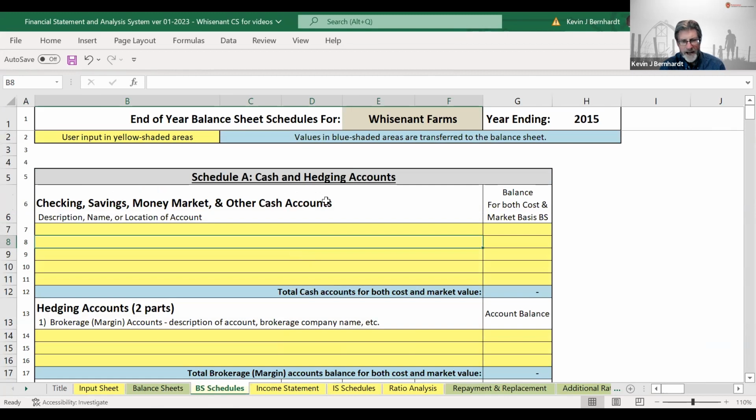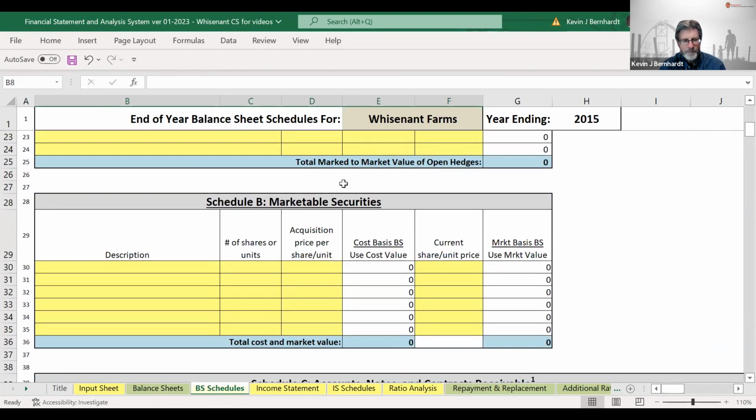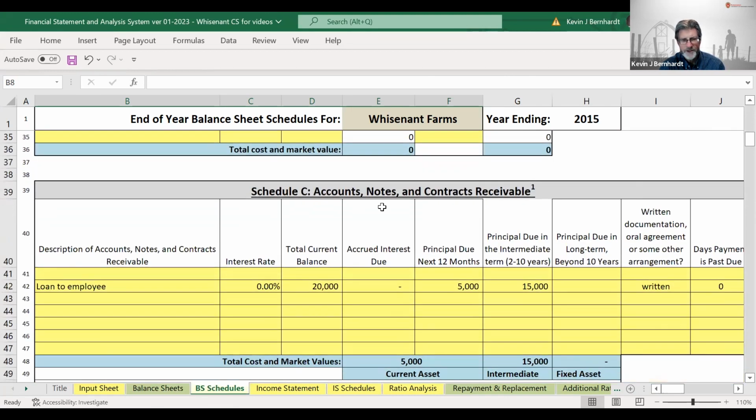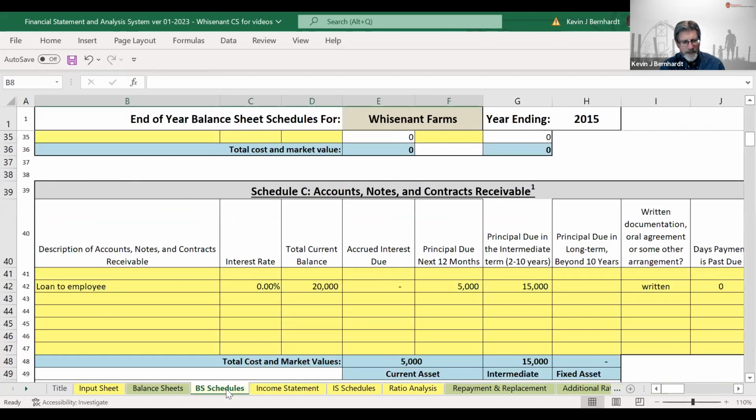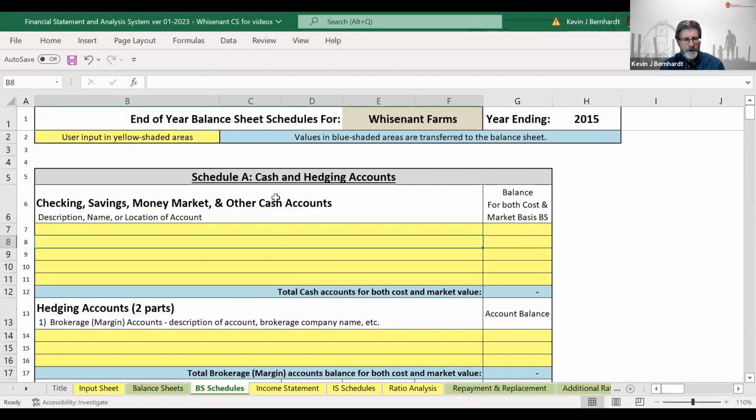So schedule A is for cash and hedging accounts. If I scroll down a bit, schedule B is for marketable securities. If I scroll down a bit more, schedule C is for accounts, notes, and contracts receivable, etc. If I go back to the balance sheet, you notice here that in column E, you see these letters A, B, C, etc. Those are reference to which schedule it comes from. So cash and checking and savings accounts comes from schedule A. And if we go to the BS schedules tab and go up there, schedule A is for cash and hedging accounts.